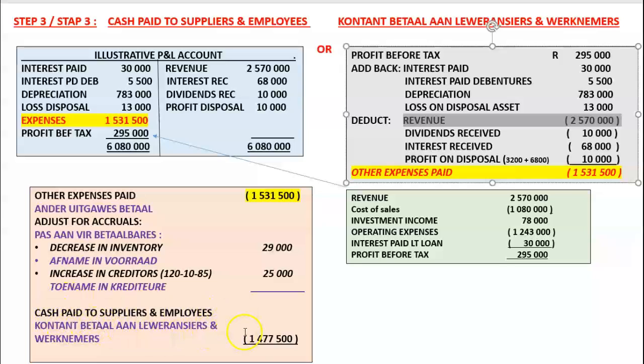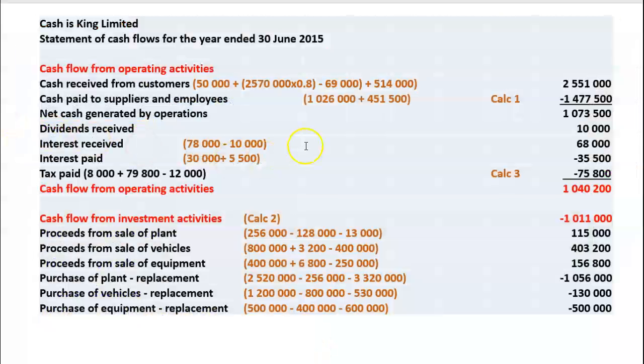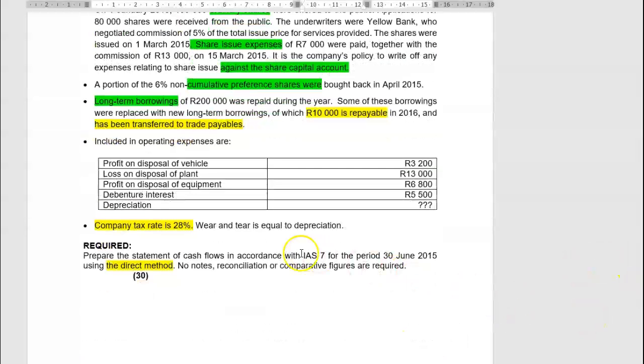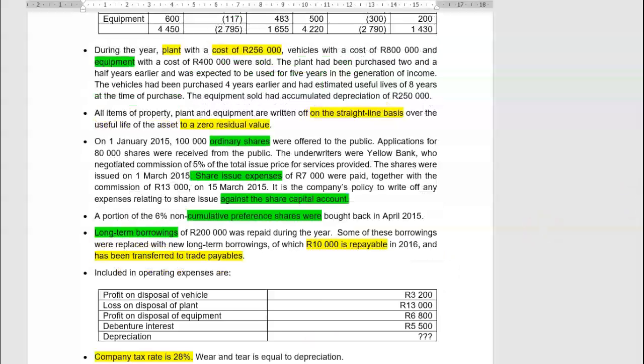So cash paid to suppliers and employees, 147,500, and we're going to park that on the face of our statement of cash flow, 147,500. And then the difference between those two gives us net cash generated by operations. Do they want us to do the reconciliation note? No notes, reconciliation, or comparative figures are required, so that is not required. So now we can just continue.